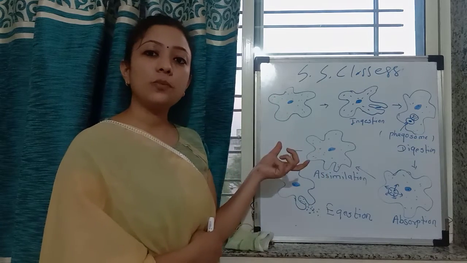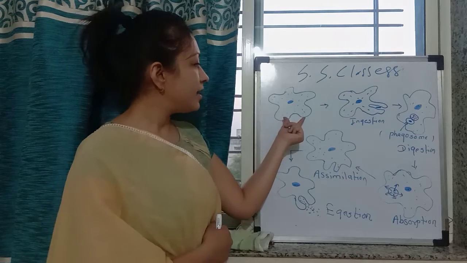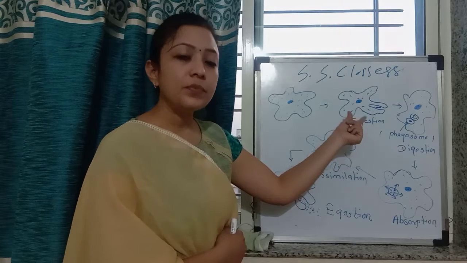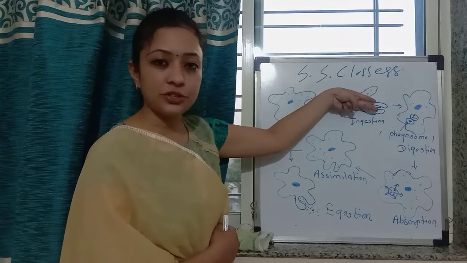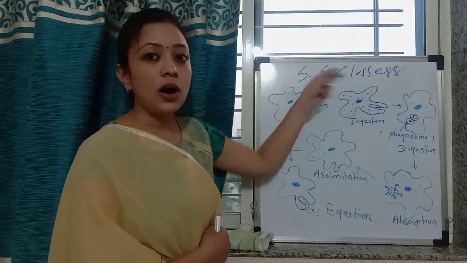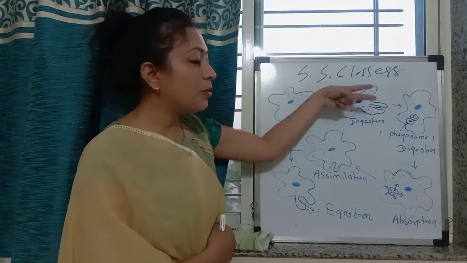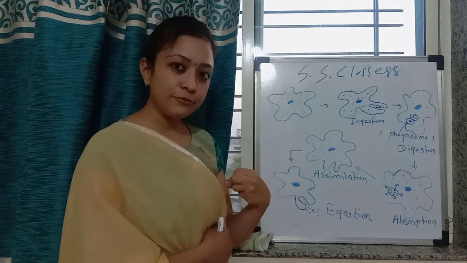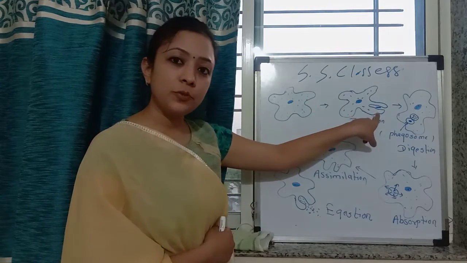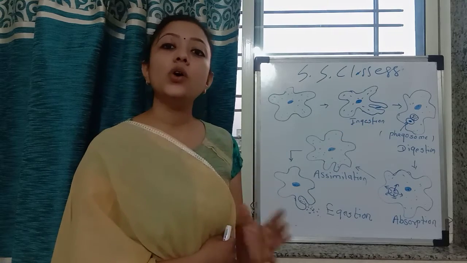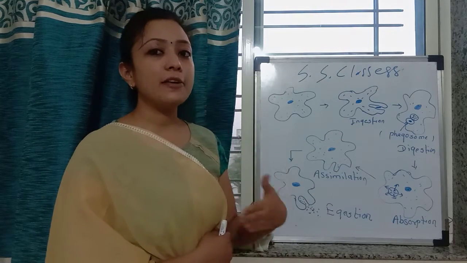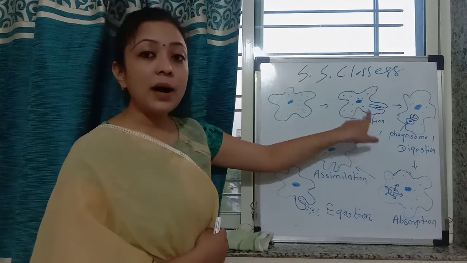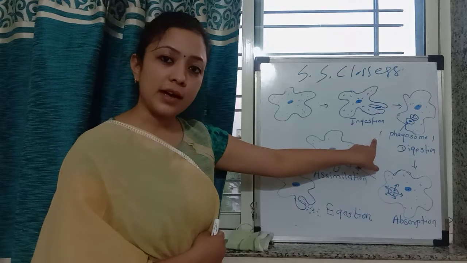So let us see holozoic mode of nutrition in amoeba. So here is an adult amoeba. As the amoeba comes in contact with the food, amoeba produces finger-like projections, and these finger-like projections are called pseudopodia. So these pseudopodia help in the engulfment of the food particle. Once the food gets engulfed by the amoeba with the help of pseudopodia, the process is called phagocytosis. The process of engulfment of food by an amoeba is called phagocytosis. So amoeba ingests the food by the process of phagocytosis.